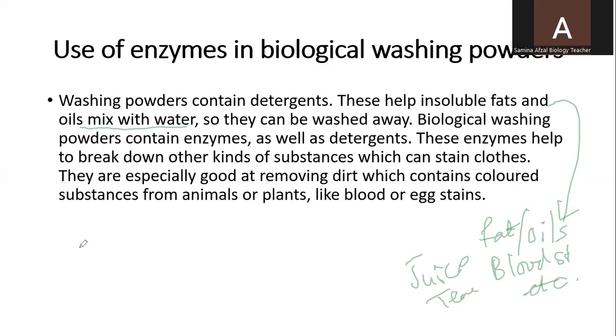Biological washing powders contain these enzymes as well as detergents. These enzymes help to break down other kinds of substances which can stain clothes. They are especially good at removing dirt which contains colored substances from animals or plants, like blood or egg stains. So these different types of stains are removed by using these enzymes.